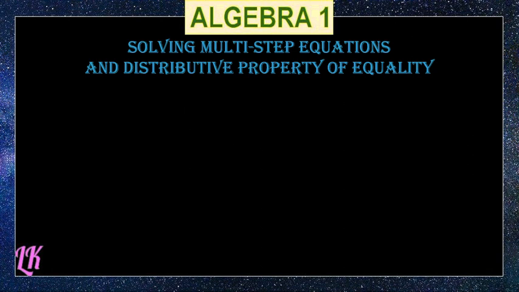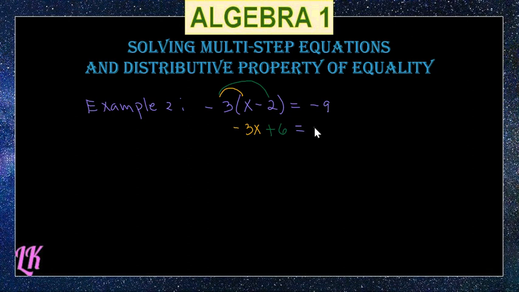Another example. We have negative 3 times the quantity x minus 2 is equal to negative 9. So by the distributive property, negative 3 times x is negative 3x. Then, negative 3 times negative 2 is positive 6. We do not change our negative 9. So here we use the distributive property.